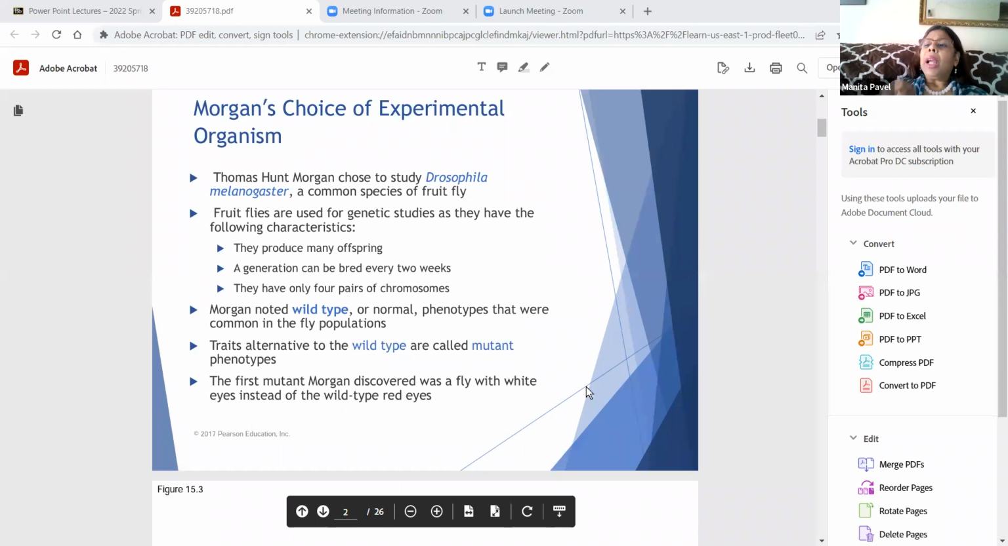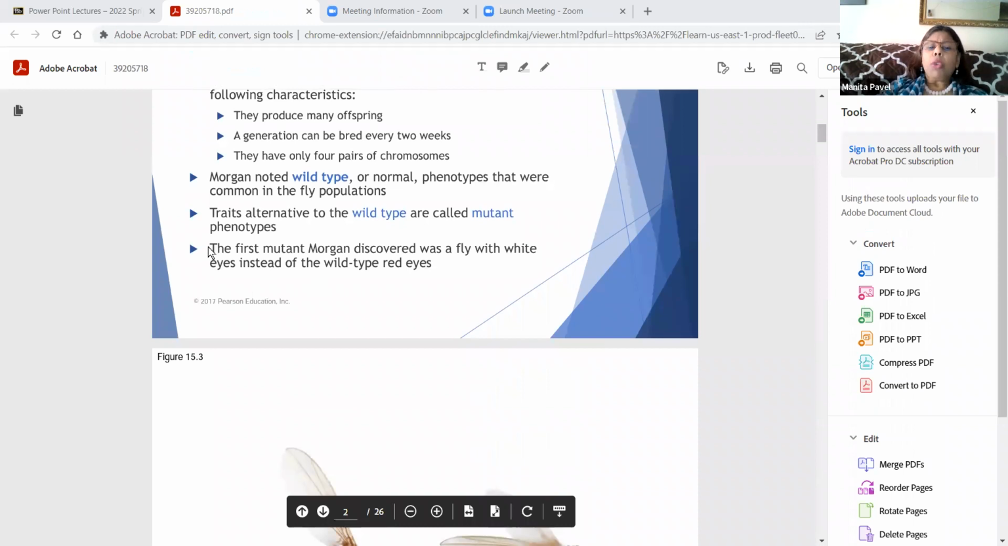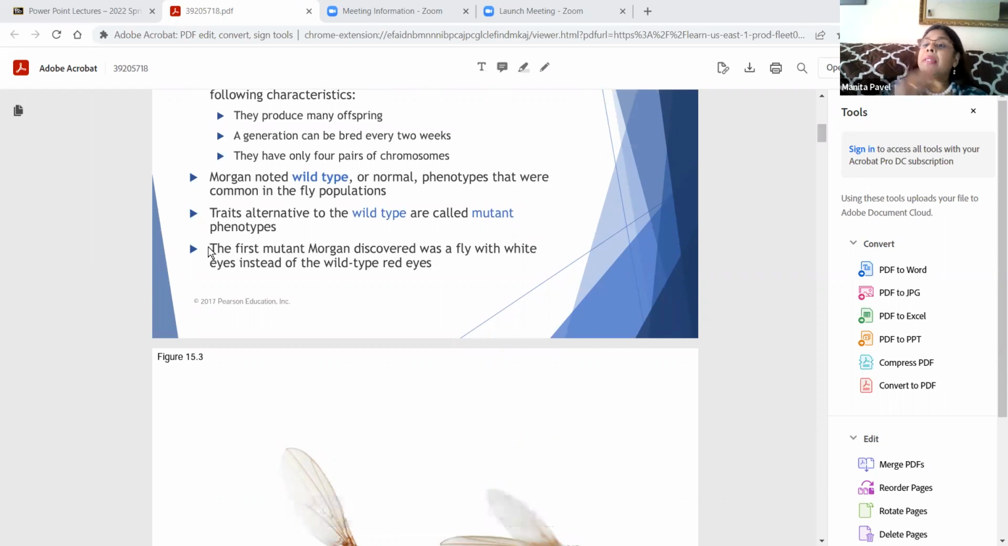Now, Morgan researched 2 types of fruit flies. He worked on the normal and the wild type. The normal or wild type were the common ones in the fly populations. Those traits that were alternative to the normal or wild type were called the mutant phenotypes. The first mutant Morgan discovered was a fly with white eyes instead of the normal wild type red-eyed flies.